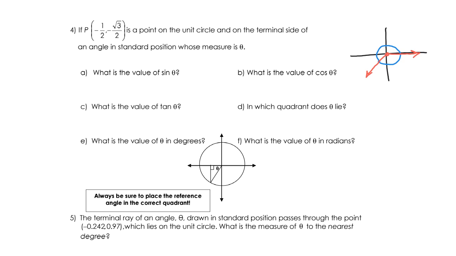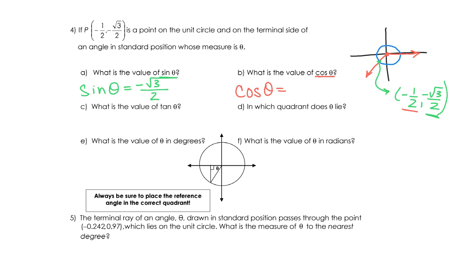So this point right here that we're talking about has coordinates of -1/2, negative square root of 3 over 2. Okay? Because they're asking about sine theta, we have to remember that sine theta is our y coordinate, and so we can say that sine theta equals negative square root of 3 over 2. Okay? Part B is asking the value of cosine theta, and cosine theta is our x coordinate, and so we can say cosine theta equals -1 over 2.